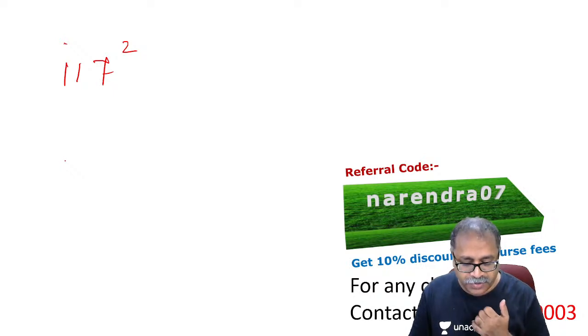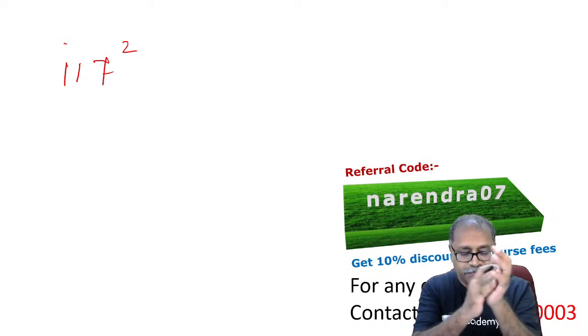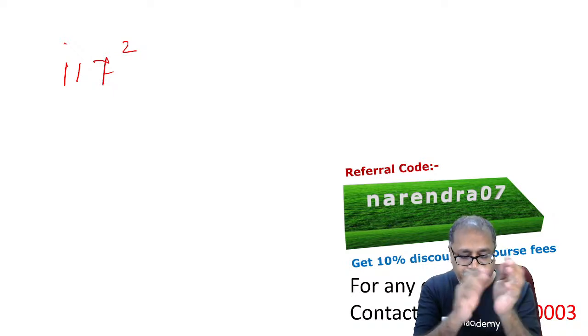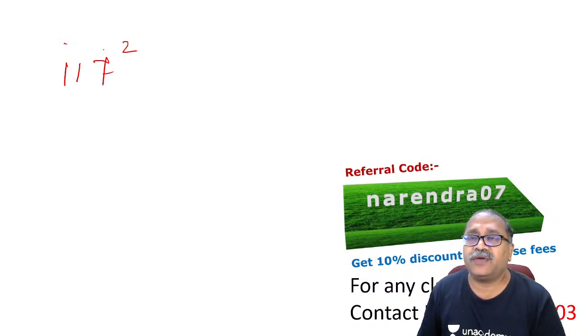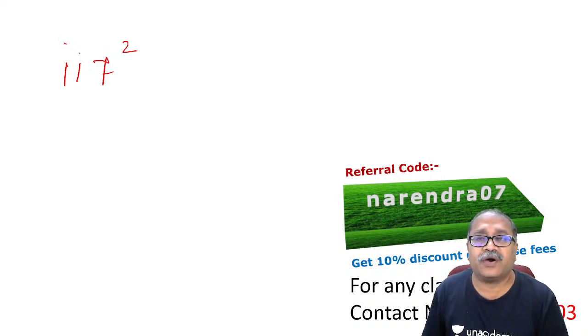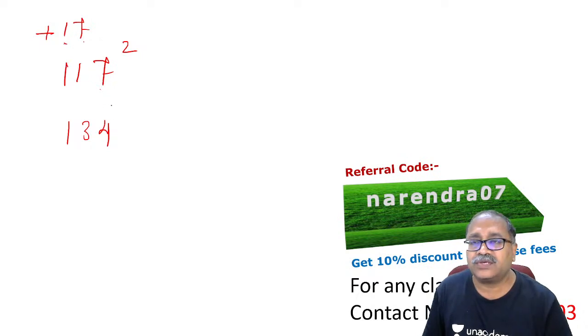Beautiful. Anyone else? Your answer is there. Now I will answer the question. What we can do over here is 17 square. This is 17 more than 100. So 117 plus 17 becomes 134, followed by 17 square, which is 289. So I will write down this 289.